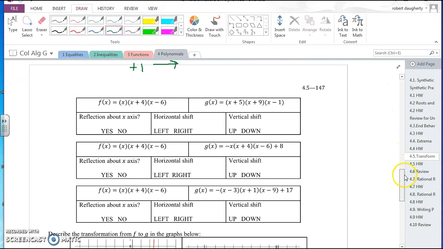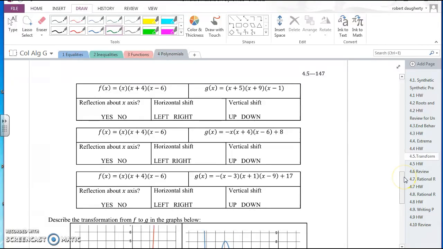Those are probably a little bit harder to see, but we'll do a couple more of those, and then we'll look at some graphs. So let's look at this one. f of x to g of x. I can look right off the bat and say there's no reflection about the x-axis. I don't see a change of sign. And I can see that there's no vertical shift, okay? I've just got to figure out what the horizontal shift is. So it looks like x turned into x plus 5, x plus 4 became x plus 9, and x minus 6 became x minus 1.